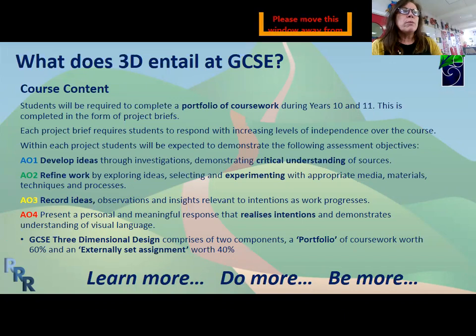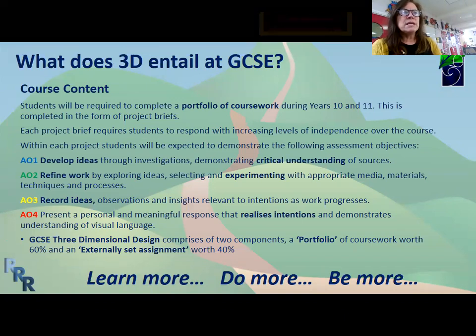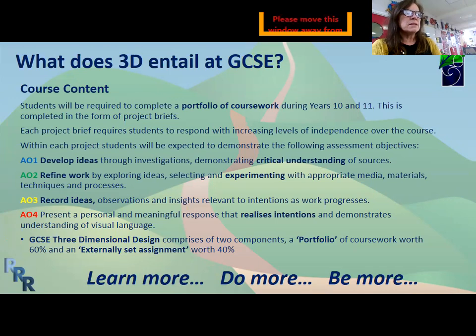So AO1 is all about developing ideas through investigations, looking at critical context. AO2 is about refining work by exploring ideas, selecting and experimenting with appropriate media, materials, techniques and processes. AO3 is about recording ideas, observations and insights relevant to intentions as the work progresses. And AO4 is about presenting a personal and meaningful response that realises intentions and demonstrates understanding of visual language.